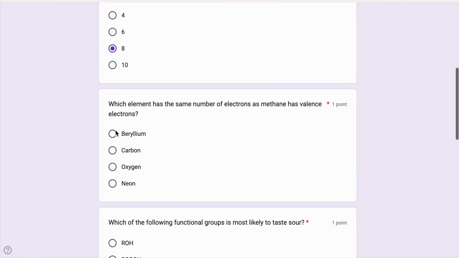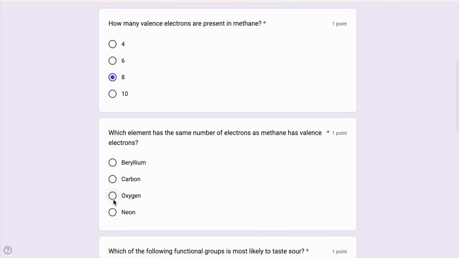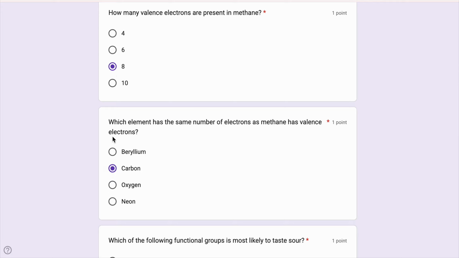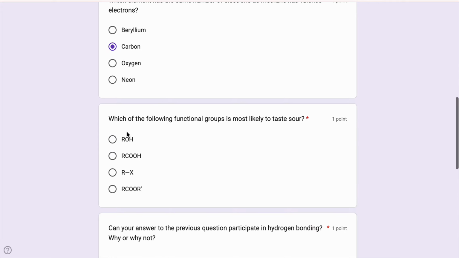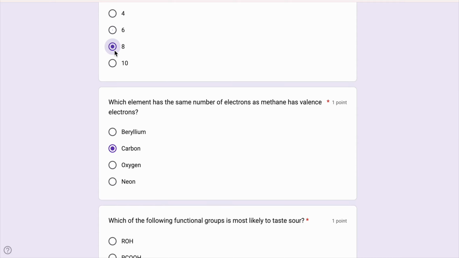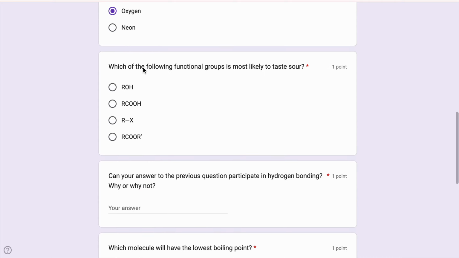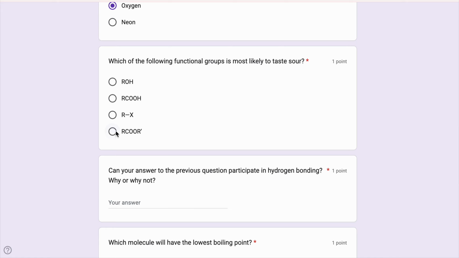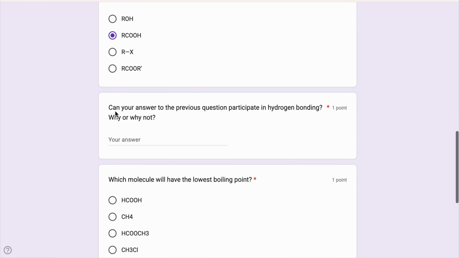8. Which element has the same number of electrons as the methane has valence electrons? Carbon. Oxygen. Which of the following function group is most likely to taste sour? This is carboxylic acid.